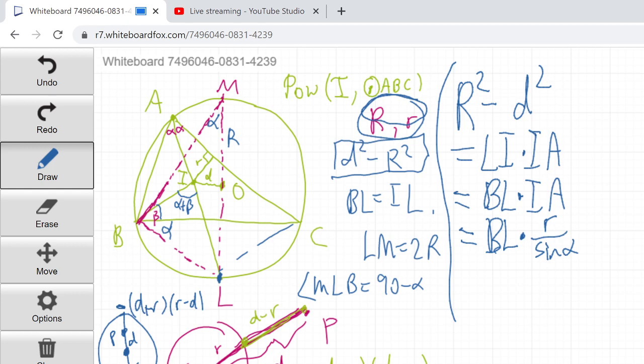We have lots of... And look, BL is in this big triangle, right? BL is in a big right angle triangle. So actually notice that sine alpha, yeah? You see sine alpha is equal to BL on 2R. That's actually the sine rule basically.